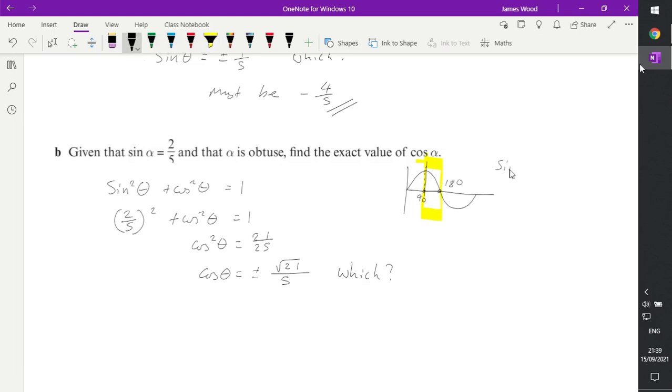Now let's look at the cos graph. Let's put on some points. We are looking at the bit where it's obtuse, so between 90 and 180. Just looking in that zone there, you can see the cos graph is negative there. So that means that cos theta must be minus root 21 over 5. Okay, so you can consider their graphs to help you.